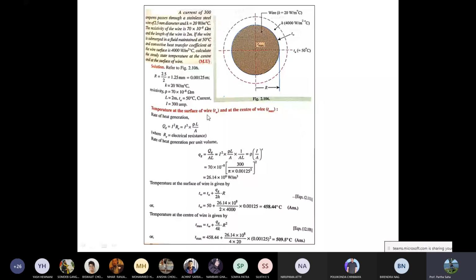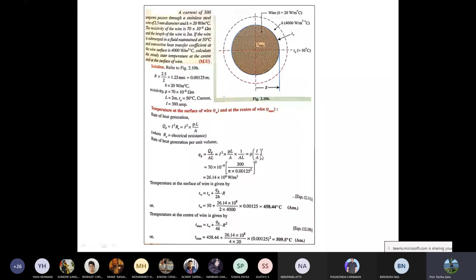What is the rate of heat generation? This is a thermal wire, right? It's a Joule heating type of thing, right? Joule heating is I²R. That amount of heat generation is the square of the current times the resistance, I²R. That is called Joule heating. Now R can be given by ρL/A, where ρ is the electrical resistivity. So the rate of heat generation per unit volume is Qg = I²R / (AL), because AL is the volume of the wire. So you can write I² ρL/A × 1/L. The L cancels, and it becomes ρ (I/A)², right?